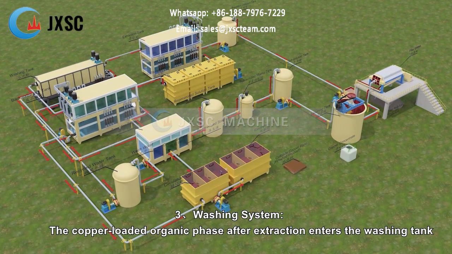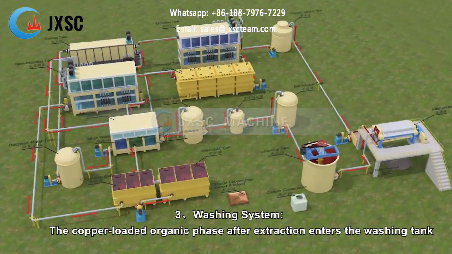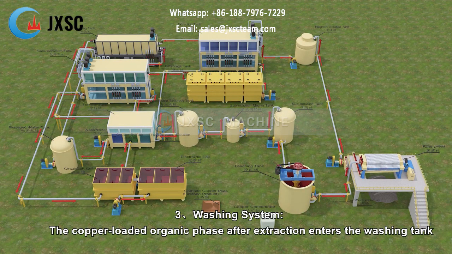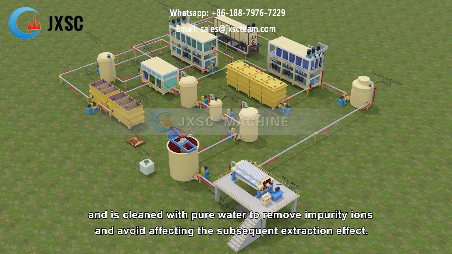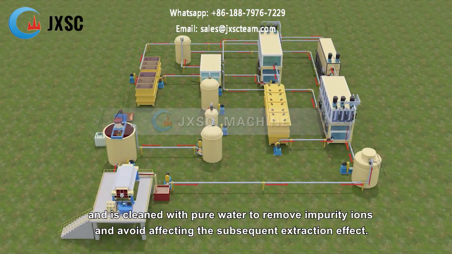3. Washing system. The copper-loaded organic phase after extraction enters the washing tank and is cleaned with pure water to remove impurity ions and avoid affecting the subsequent extraction effect.